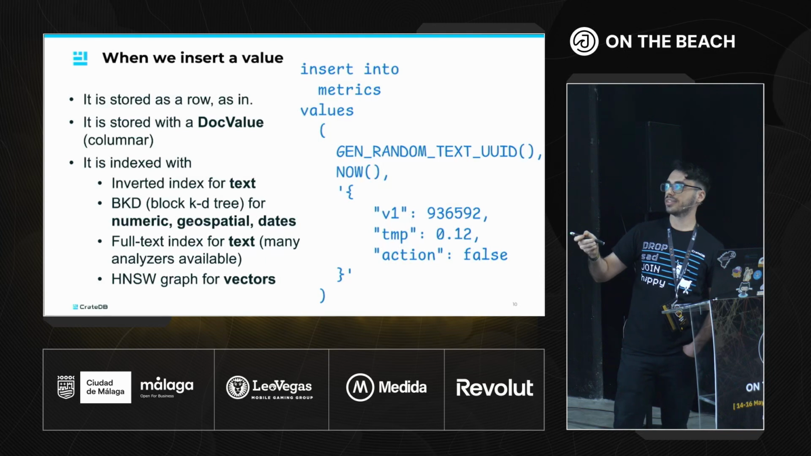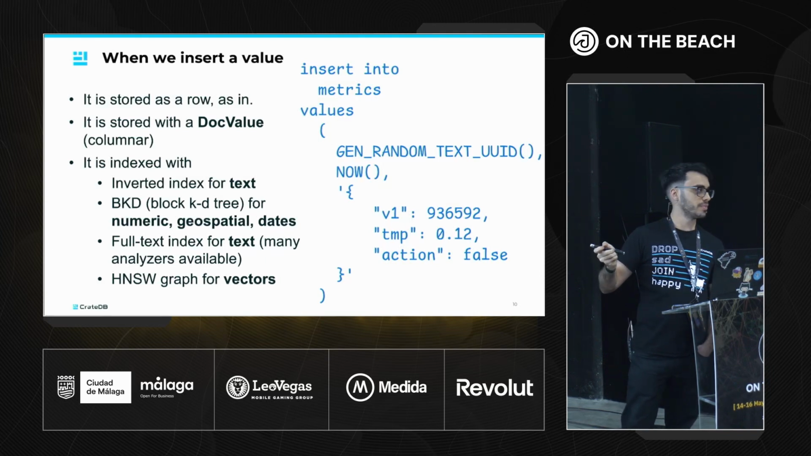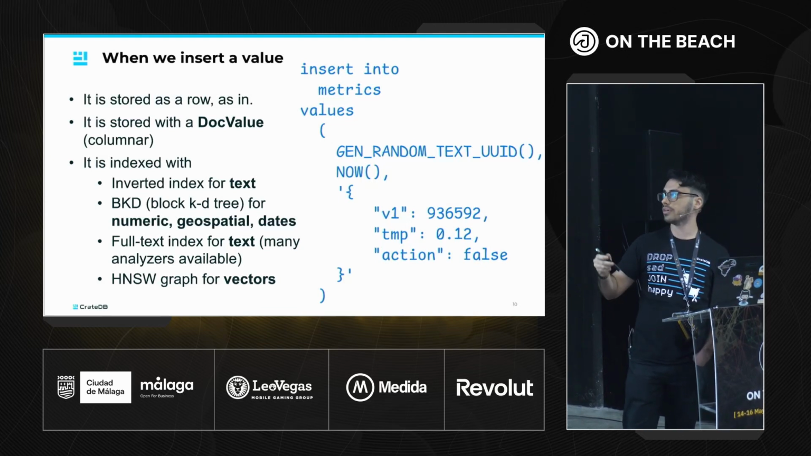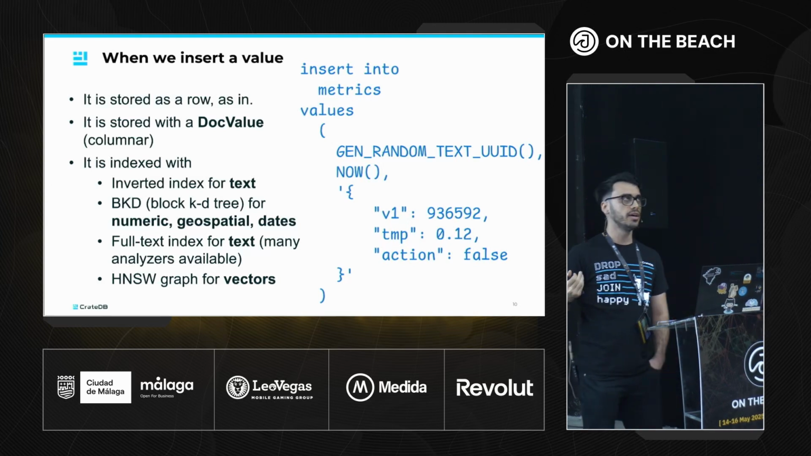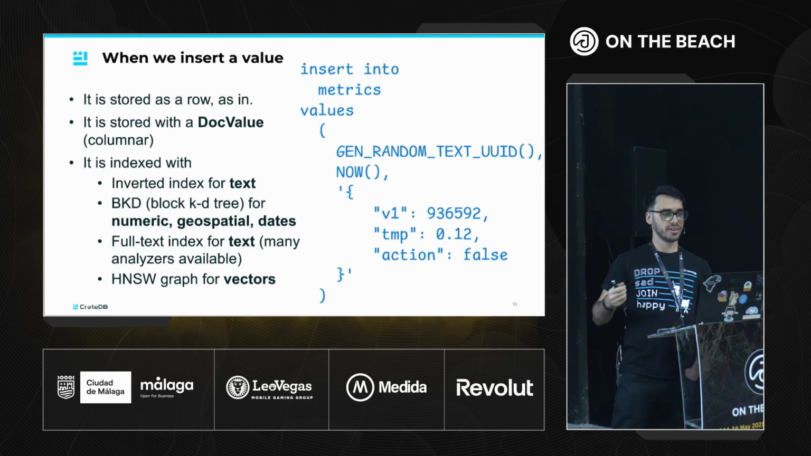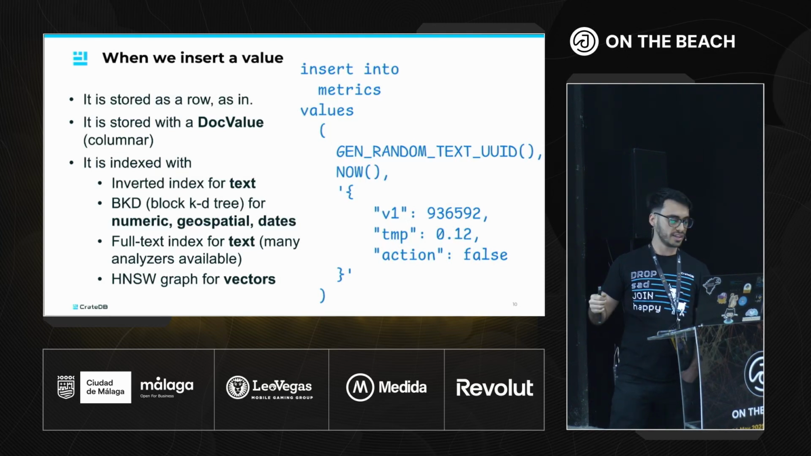For example, here we are inserting one JSON object. We are also indexing the columns. And you can have arbitrarily deep, nested JSON objects. Obviously, it is not unlimited. At some point you run out of memory. But yeah, it can be as deep as you want.